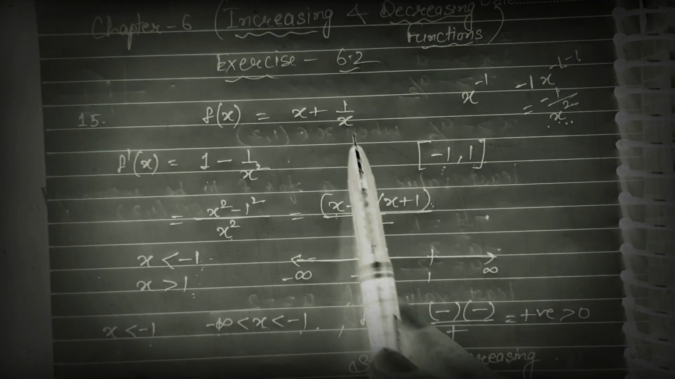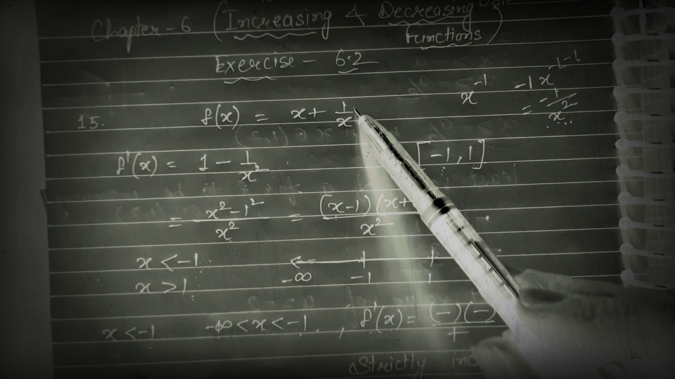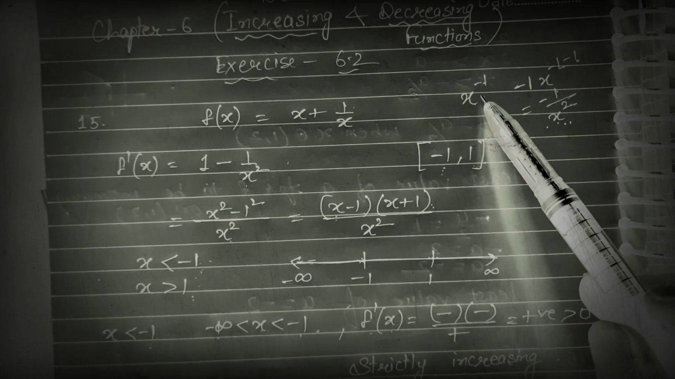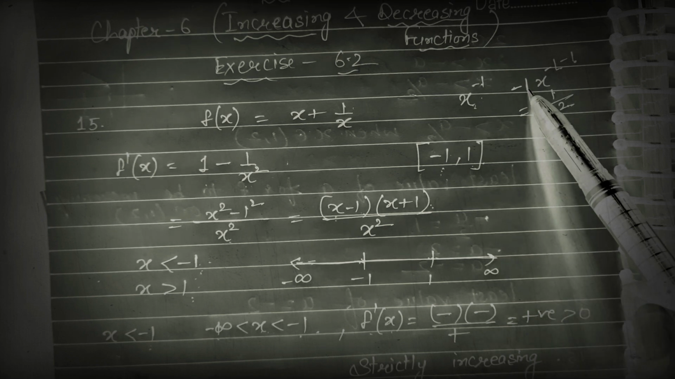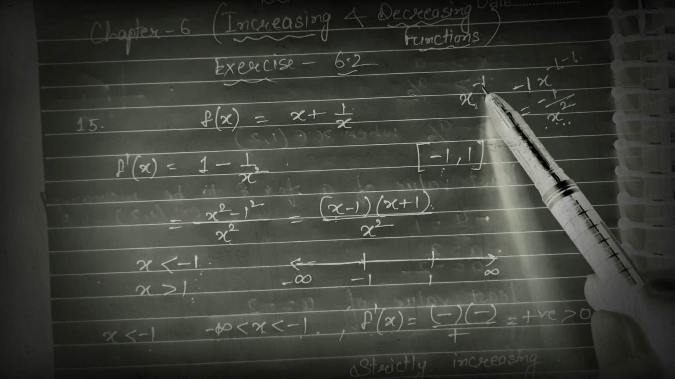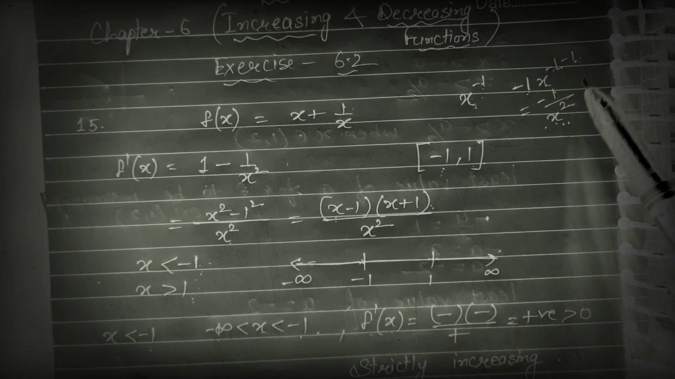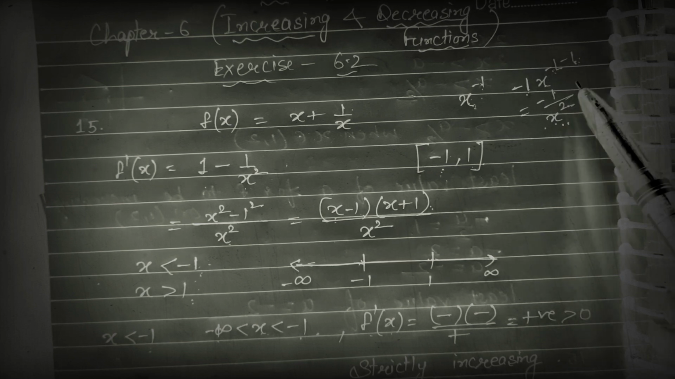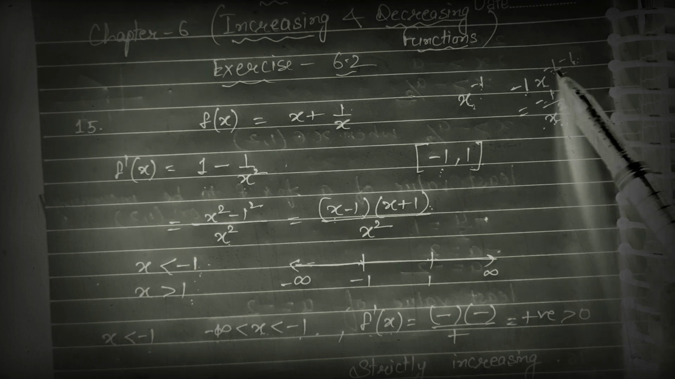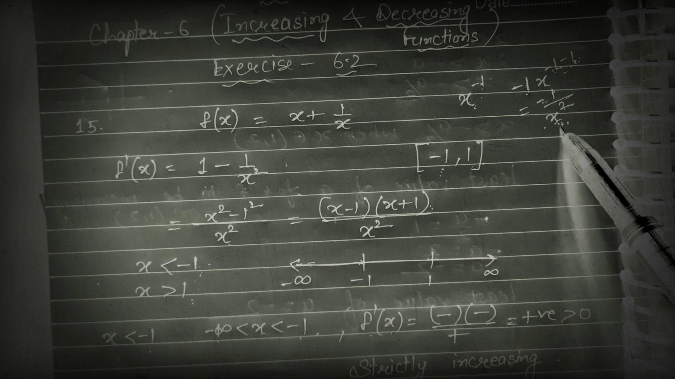The derivative of x is 1 and the derivative of 1/x will be -1/x². How? 1/x we can write as x raised to power -1, and we know the formula for the derivative of x raised to power n. What is the derivative of x raised to power n? It is n into x raised to power n minus 1. Here x raised to power -1, so -1 times x raised to power -1 minus 1. It is x raised to power -2. So it will be -1/x², because x raised to power -2 in the numerator becomes positive in the denominator.